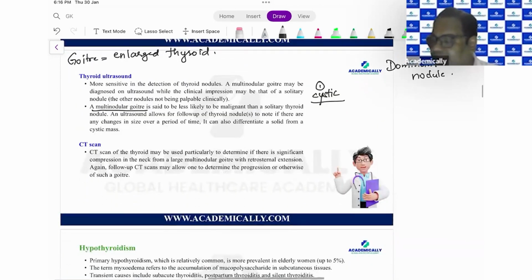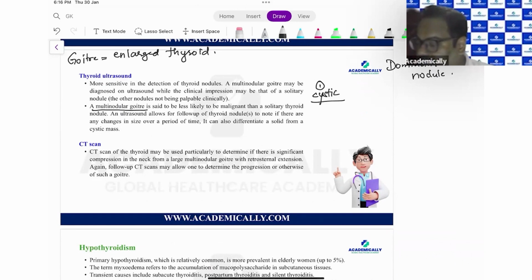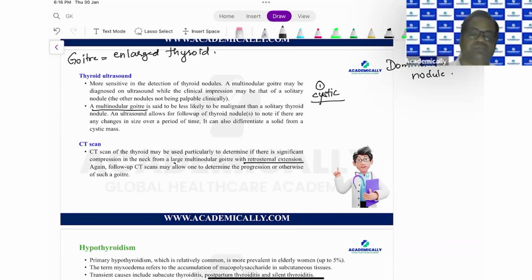A CT scan, why is it important? CT scan is important for something called retrosternal extension. Sometimes the thyroid gland becomes so heavy that it gets pulled into the thorax. So it comes to lie behind the sternum. It's called a retrosternal goiter, which is one of the indications for surgery because it keeps pressing upon the nerves, the veins, and the esophagus and trachea.